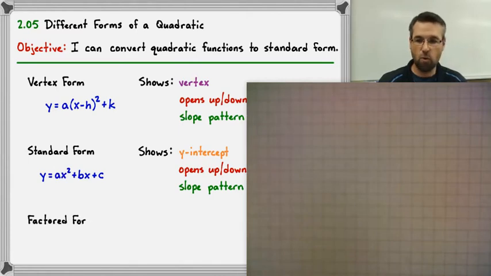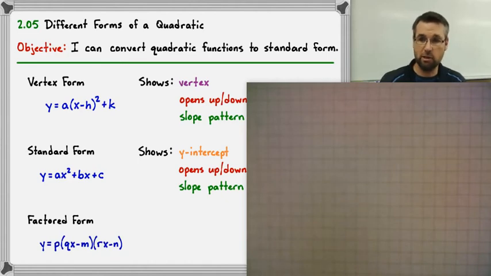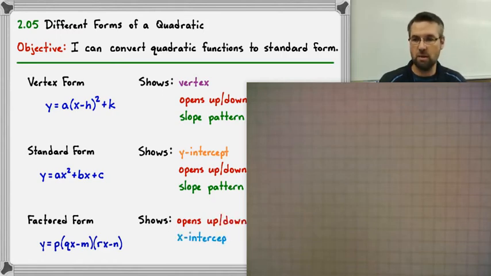And then the last form is called factored form, and we're really not going to do a lot with factored form until later. But factored form looks like this: y equals p times (qx minus m) times (rx minus n). You go, that looks really complicated. It's not. It's just that I had to use variables that were different than the variables that I used in vertex form and standard form, okay? But what does the factored form show? It's going to show us our x-intercepts. It's going to show us whether the function opens up or opens down. But the key thing is x-intercepts there.